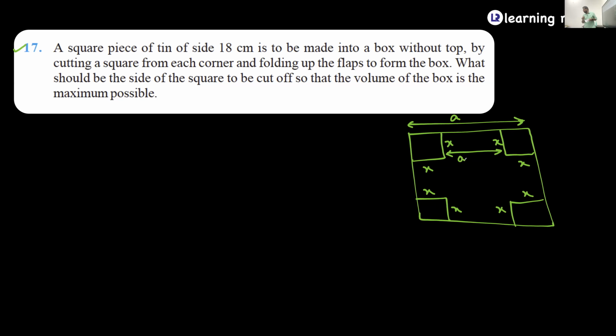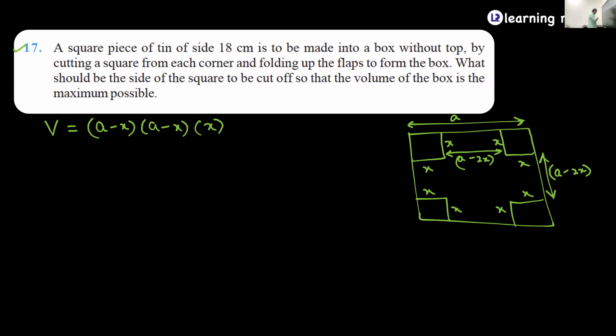A minus 2x is left out here. And here how much do you have? A minus 2x. So this is A minus 2x, and this height is x. Right. So the volume of this particular open box is going to be A minus x into A minus x into x. But remember, the value of A is 18.